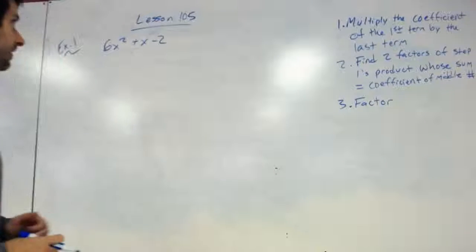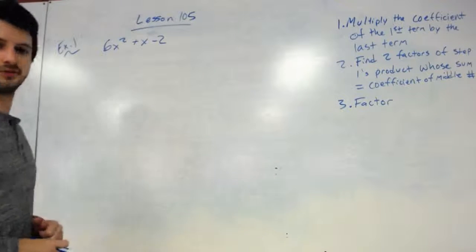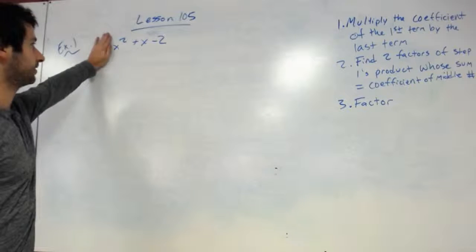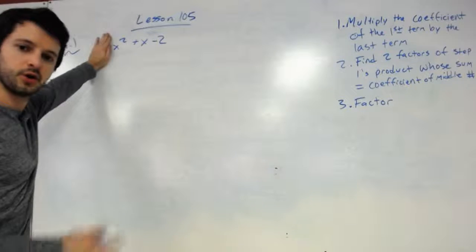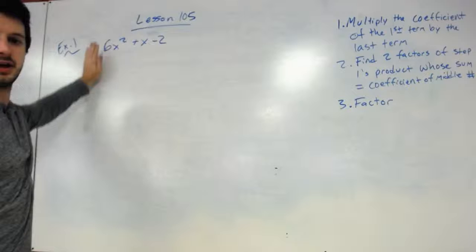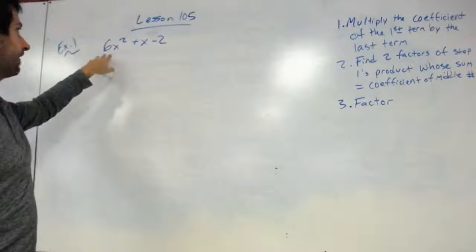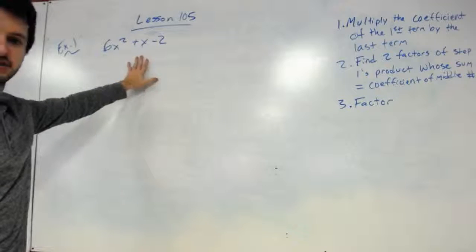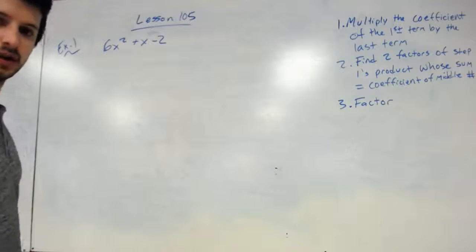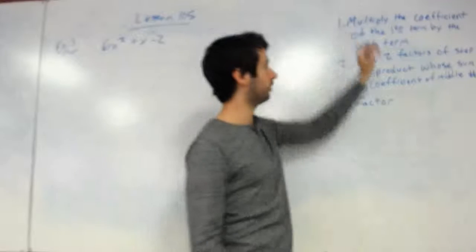We're going to look at advanced factoring in lesson 105. So in the past, we've had basically nothing, no coefficient for x squared. Well, now we're going to add something there. So there's three steps we're going to look at in order to factor something like 6x squared plus x minus 2. The first step is multiply the coefficient of the first term by the last term.